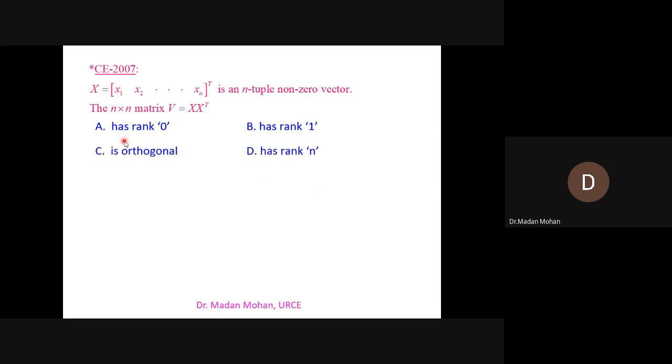This X has rank 0, rank 1, is orthogonal, has rank... Rank 1, sir. Rank 1.